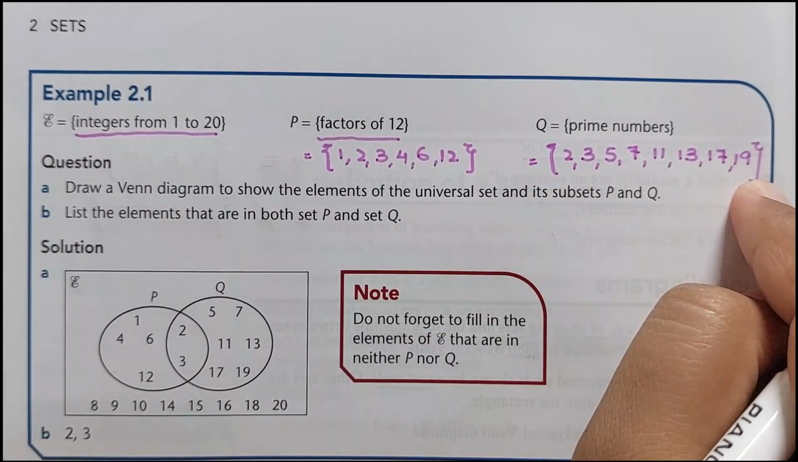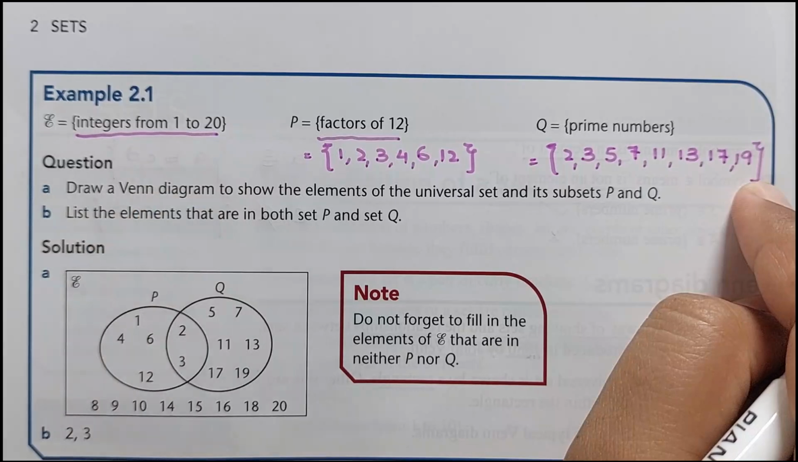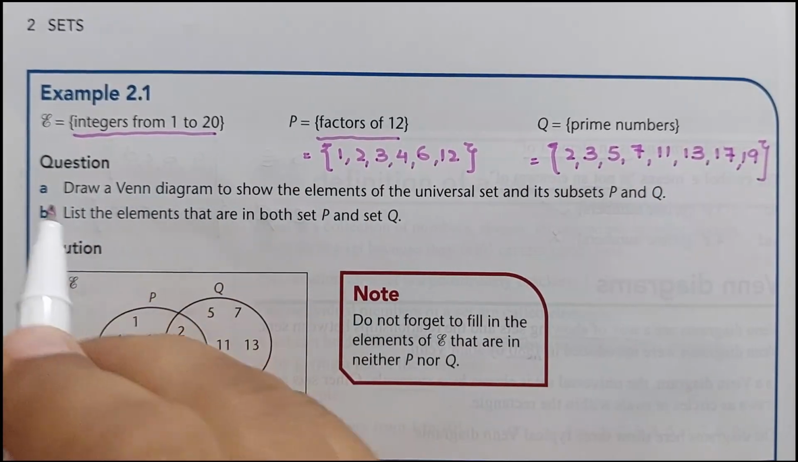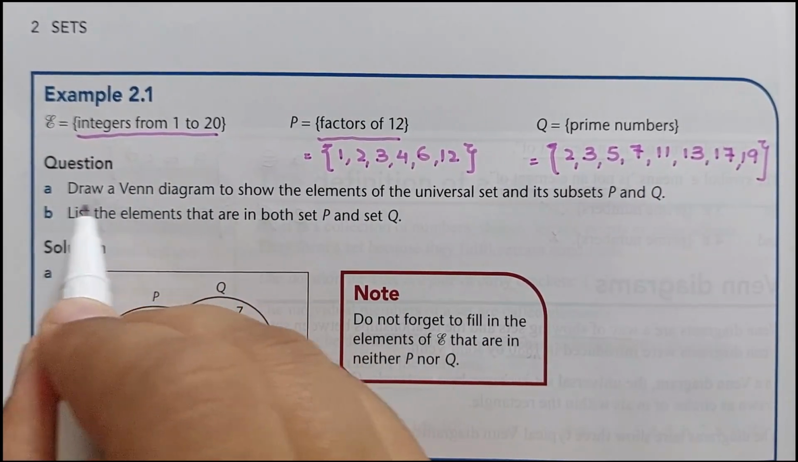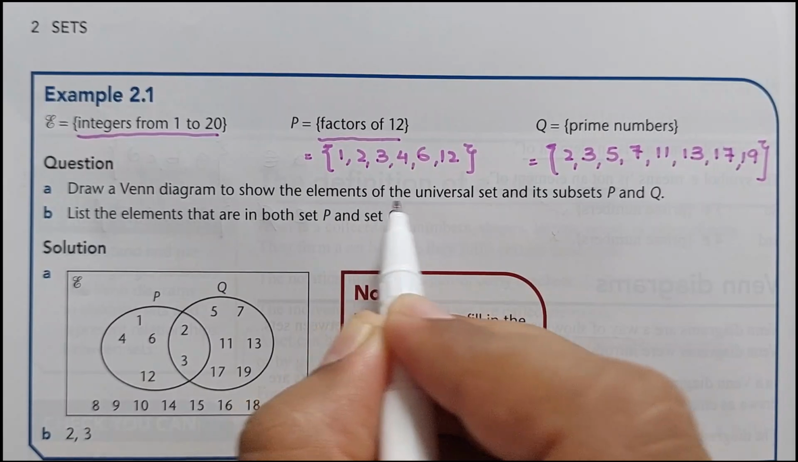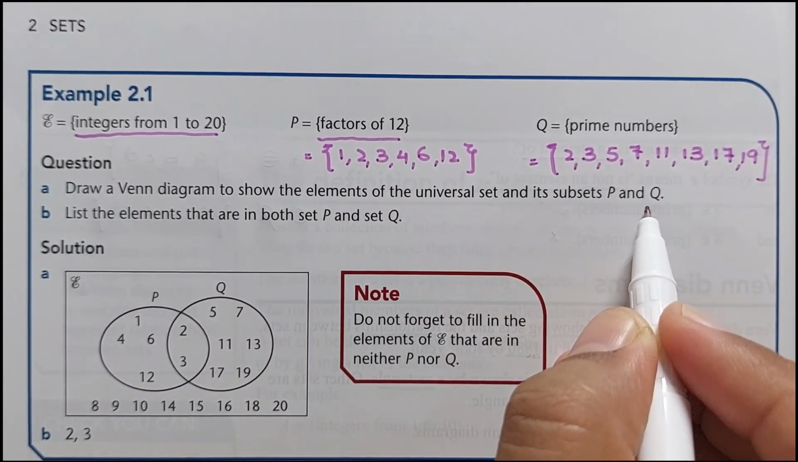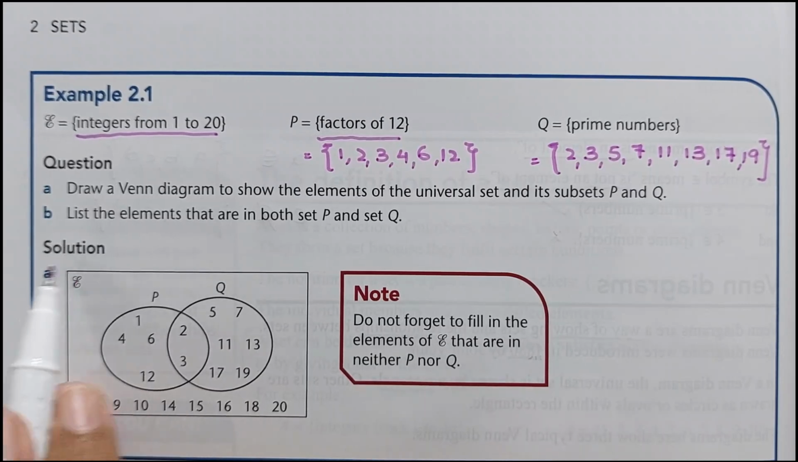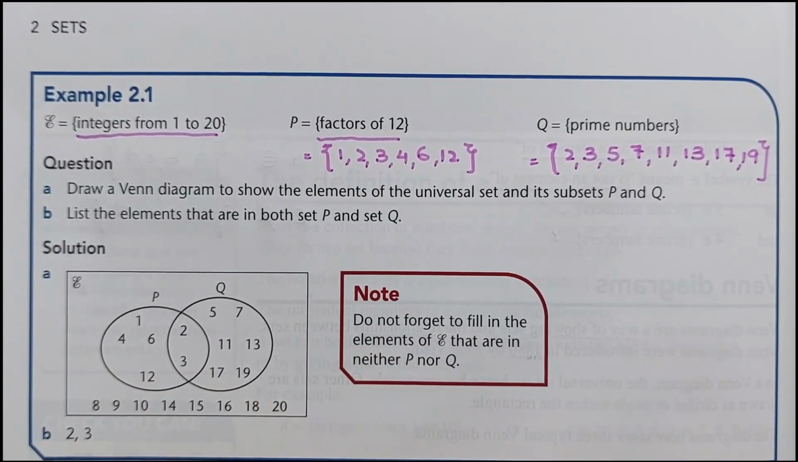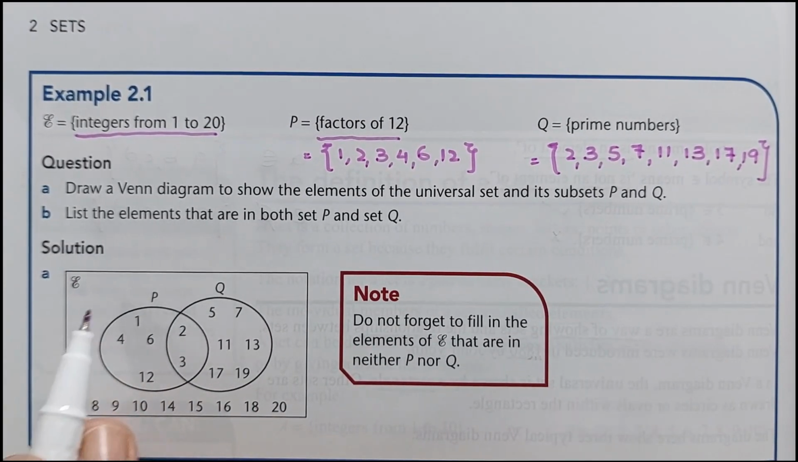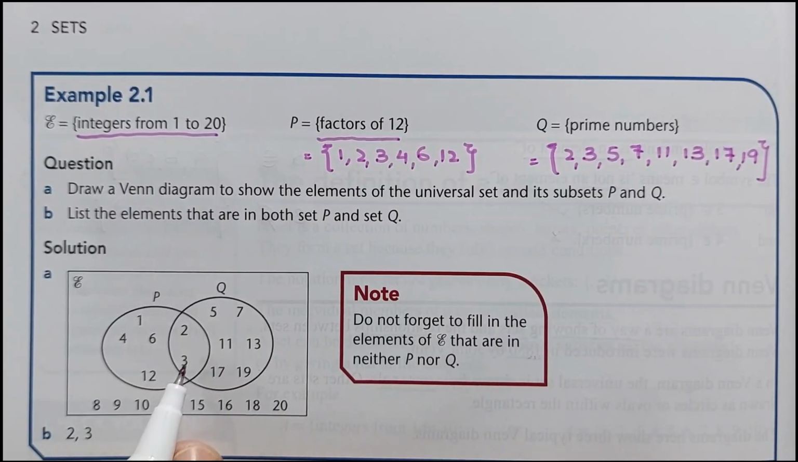So these are the prime numbers between the integers 1 to 20. Okay, now for part A, the question says draw a Venn diagram to show the elements of a universal set and its subsets P and Q. So let's draw the Venn diagram. Draw a rectangle which shows the universal set, draw a set P and draw a set Q.